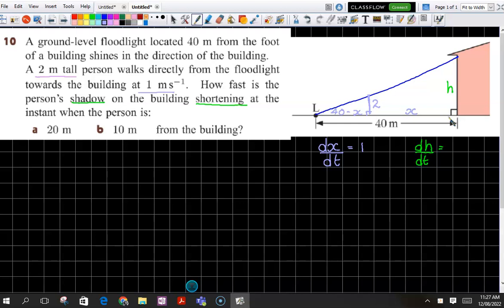Think about it. A person is walking from the floodlight towards the building. What does dx by dt represent? The rate, not the velocity, the rate at which this is changing, correct? So if they're walking towards the building, you've got to think about what it actually means. The rate at which this X is changing, it's getting closer. That means it's decreasing, so it's minus 1.